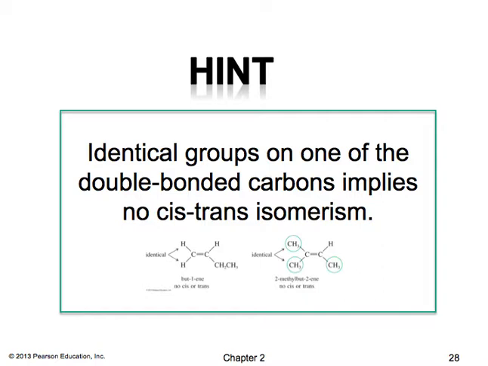Identical groups on one of the double-bonded carbons imply no cis-trans isomerism. This is a good hint. So for example, if these are identical and they're on one side, there's no cis-trans isomerism for this. Again, these have three of the same groups, of which two are on the same side. Again, this doesn't exhibit cis-trans isomerism.